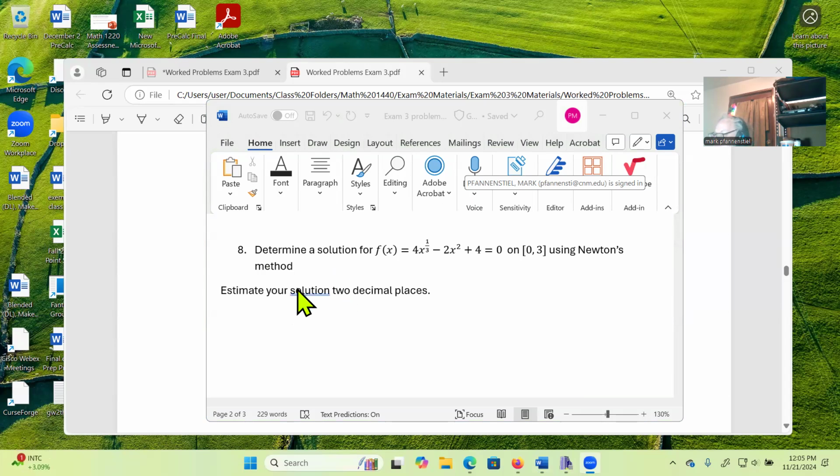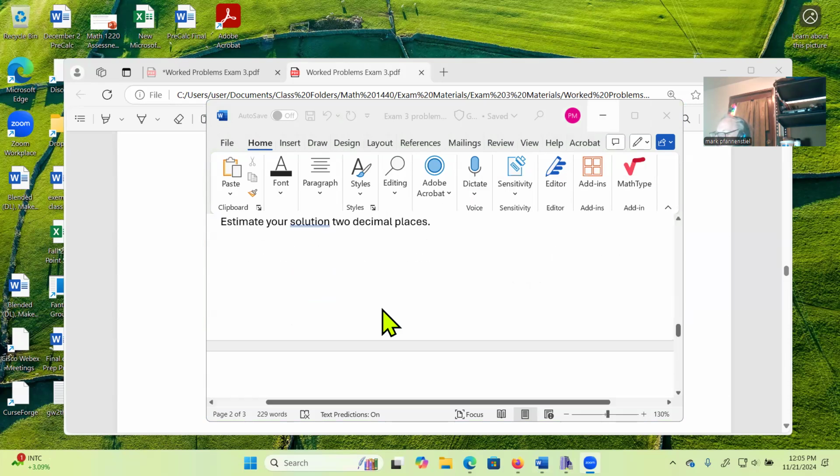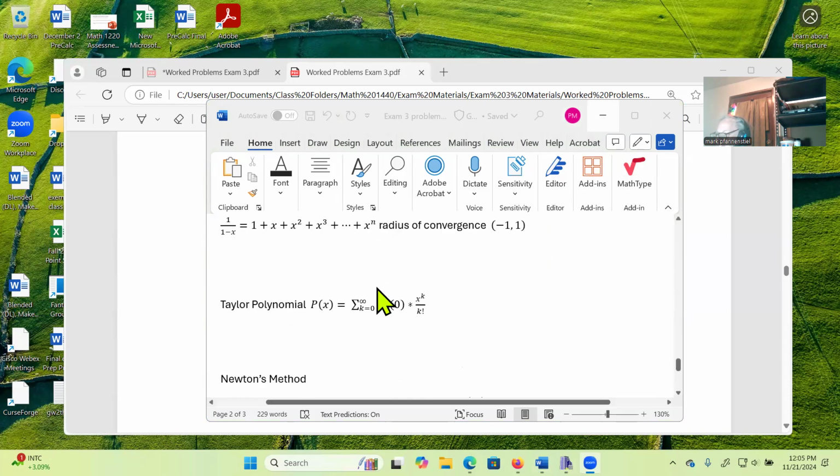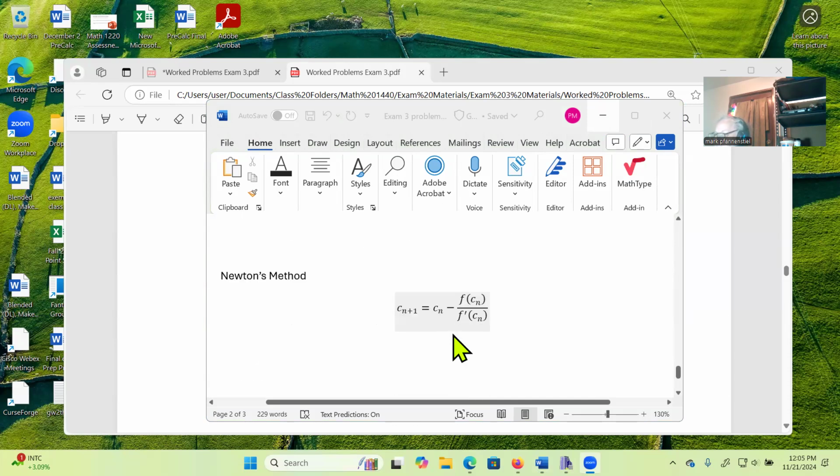Okay, so we have a problem here. It's on 0 to 3, Newton's method. Estimate your solution to two decimal places. Very good. You will also be afforded Newton's method on the last page of the test. Go ahead and look for it. It's going to be right there. Okay, so let's go ahead and get this guy started.